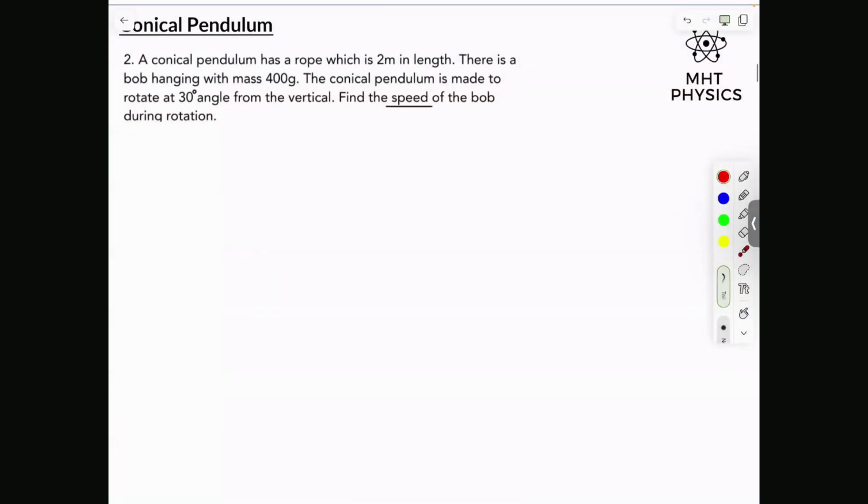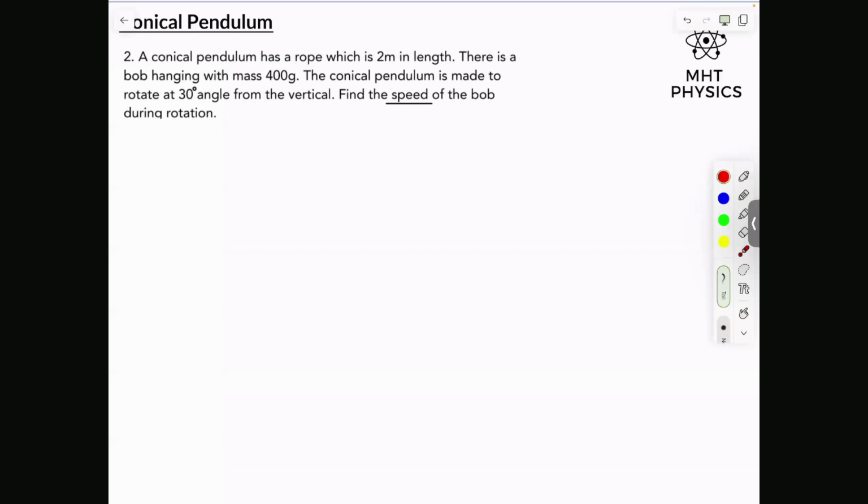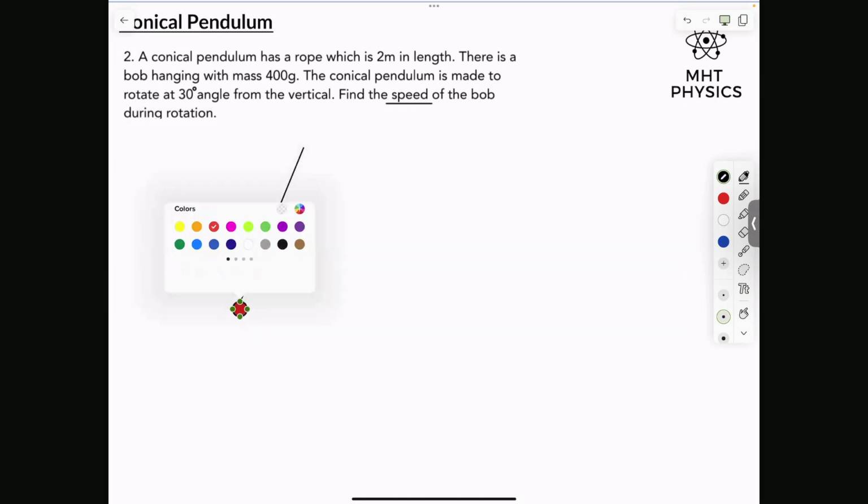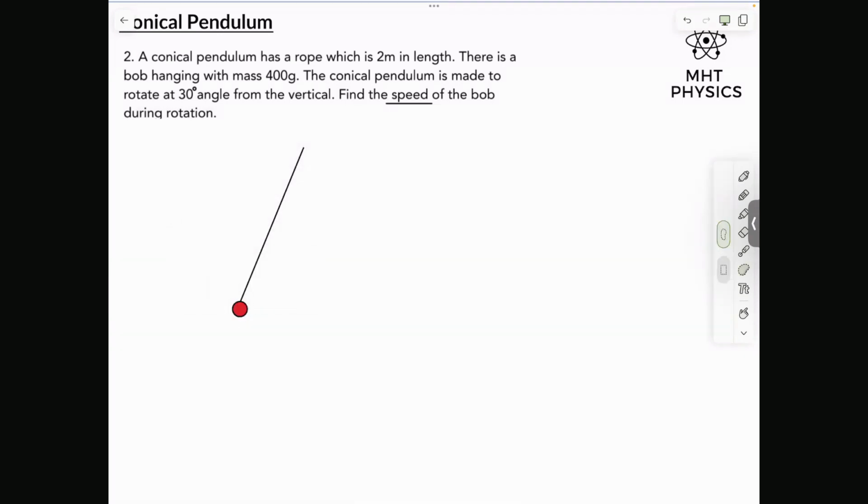So it says a conical pendulum has a rope of 2-meter length. Let me draw to explain what's happening. That's the rope. There's a bob hanging with a mass of 400 grams. So this is the bob of the pendulum. And what else information is provided here? The conical pendulum is made to rotate at a 30-degree angle from the vertical. What does that information mean? 30 degrees from the vertical. It essentially means that this is the vertical, and it makes an angle of how much with the vertical here? 30 degrees. Okay, that's the angle of rotation. In a conical pendulum, this angle is the one that matters, 30 degrees.